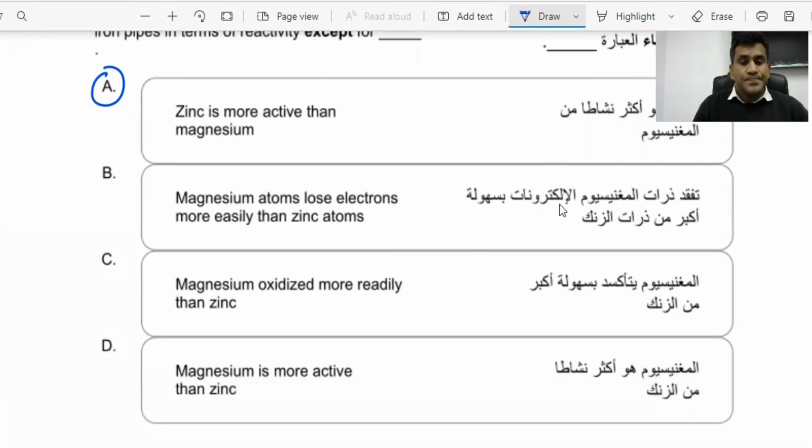Second, they are saying magnesium atom loses the electrons more easily than zinc atom. That's true because it's more active. Magnesium oxidizes more readily than the zinc. That is also said, losing the electrons, what we say, oxidizing. And magnesium is more active than the zinc. All these three statements are true about the comparison of magnesium and zinc except the first. So I have to go with the first as the choice.